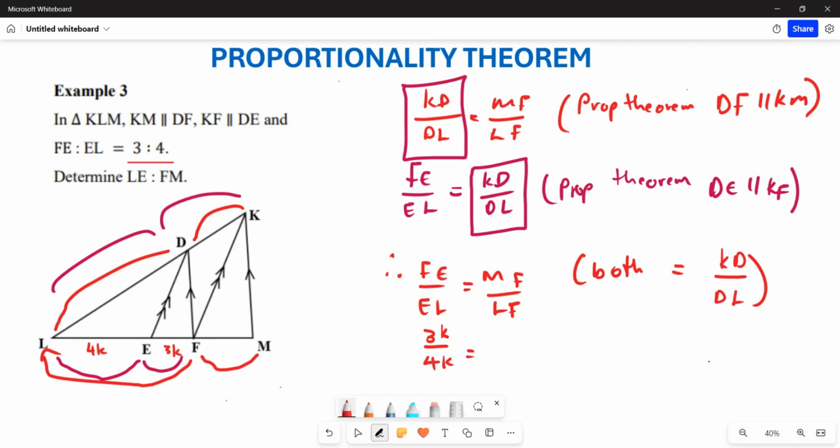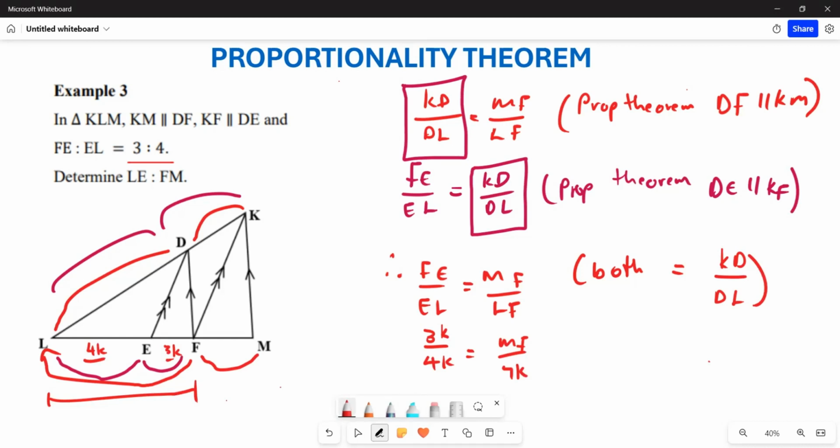My MF, I do not know what it is going to be, but I definitely know what is going to be my LF, right? Now my LF, can you see that my LF is given by this entire line, right? So my LF is going to be given by 7K, because it's 4 and also plus 3.